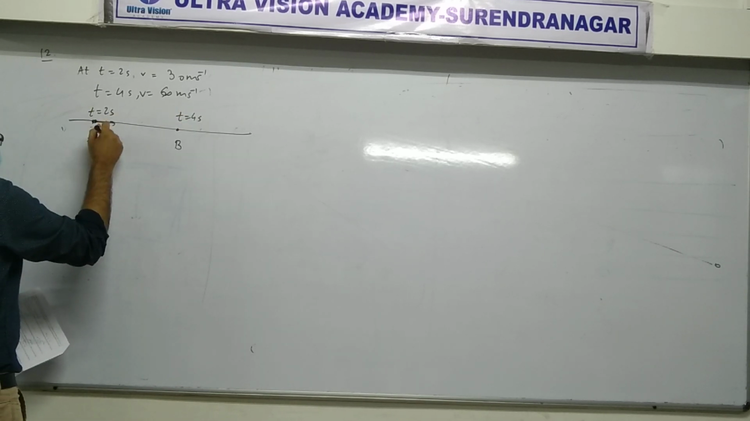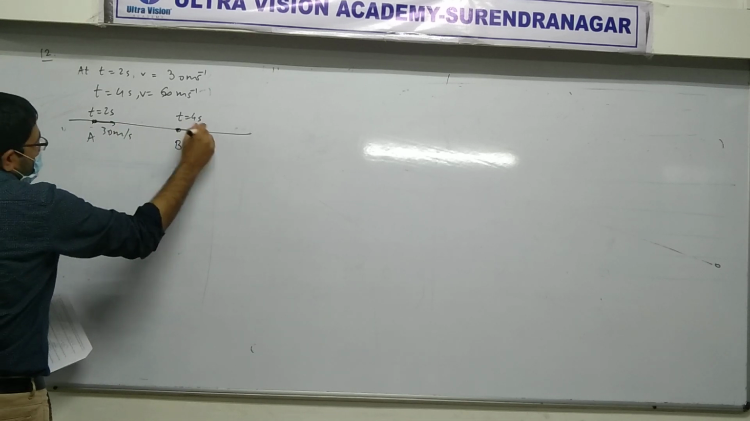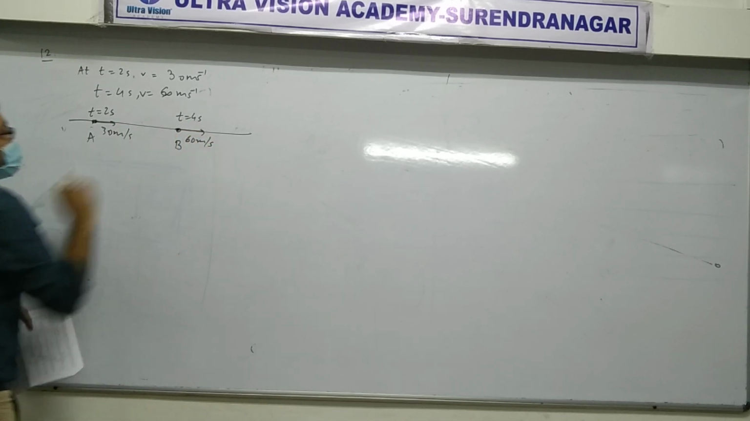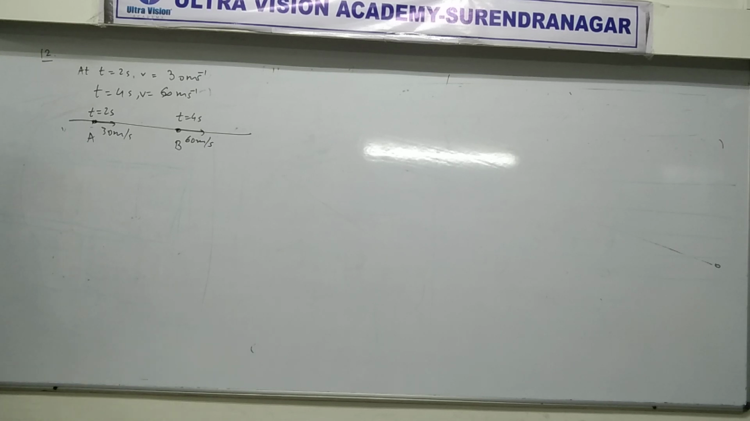Over here it was moving with a velocity of 30 meters per second. Over here it was moving with a velocity of 60 meters per second. Who can find its acceleration? With the hint that acceleration is constant, what to do? Equations of kinematics. Which one? Raise your hand if you think the first equation is suitable to find acceleration.